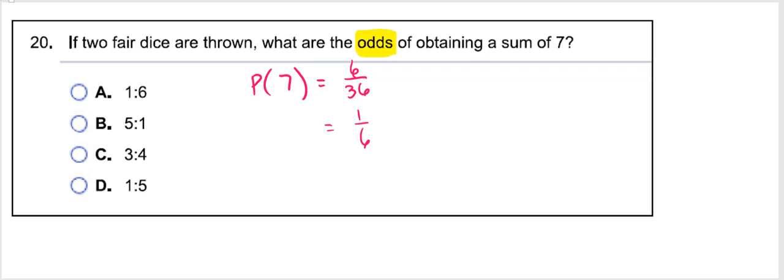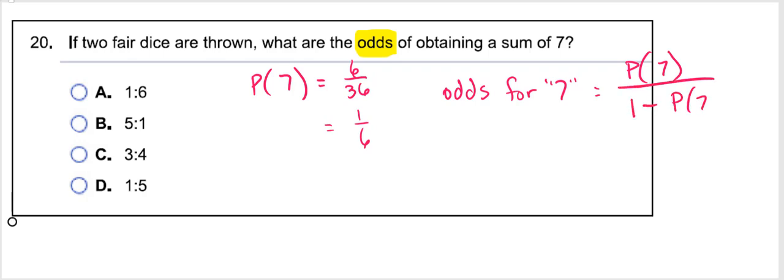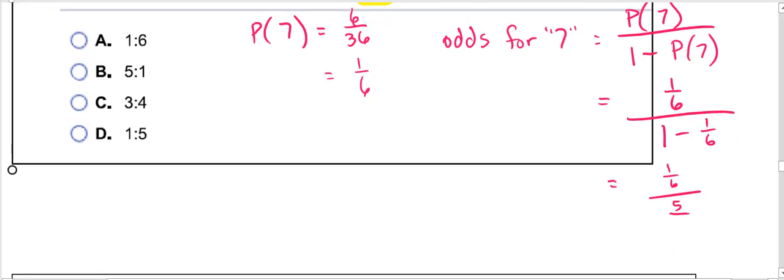Now, the odds of that event. So I want the odds for a sum of 7. That's equal to the probability of a 7 sum over 1 minus the probability of a 7 sum. We said the probability of rolling a sum of 7 was 1/6. So we get 1/6 over 1 minus 1/6, which is 1/6 over 5/6, which is 1 over 5. Or we can say that the odds for are 1 to 5.